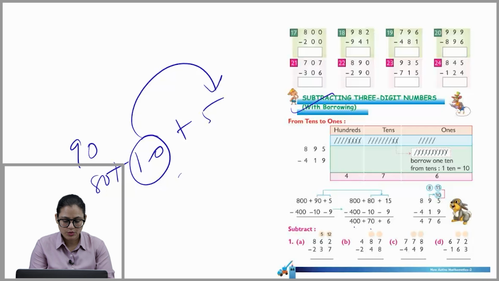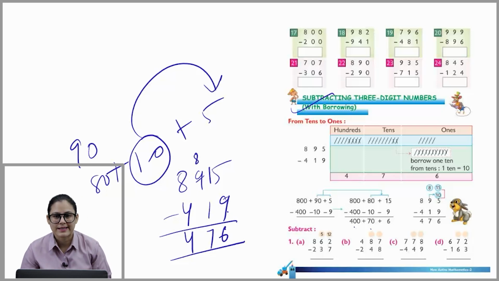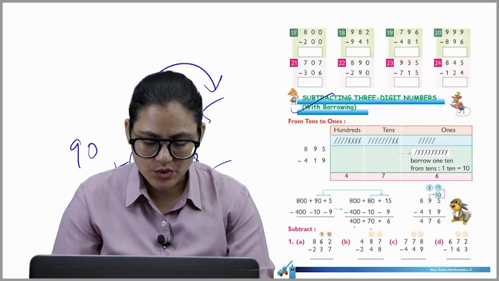And if we do it like this, we will get the same answer. See, we cannot subtract 9 from 5, so take a borrow from the digit which is at the tens place. So, it will become 15, and it will become 8. 15 minus 9 is 6, 8 minus 1 is 7 and 8 minus 4 is 4. So, 476.